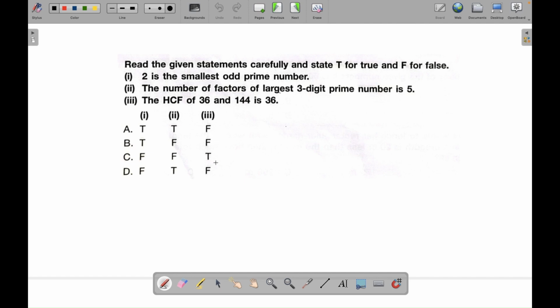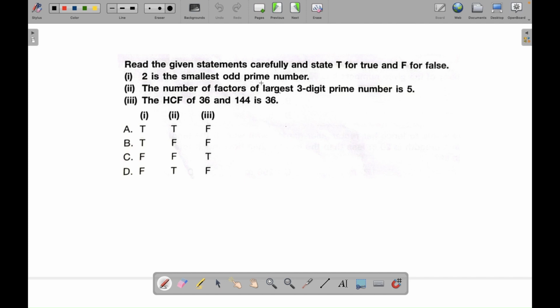However, when everything is false, then we don't have to solve it. Here I cannot confirm that this third one should be false, right? I cannot confirm it, but there can be more certainty. But it may be possible that this is also correct. However, when everything is false, we are 100% sure that it will be false and we don't have to solve this question. Okay. The first statement says 2 is the smallest odd prime number.